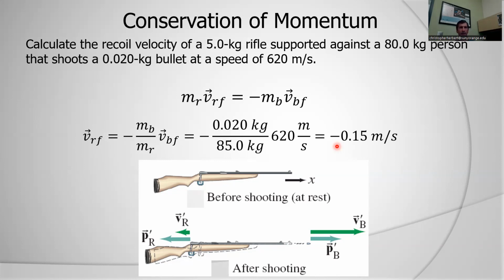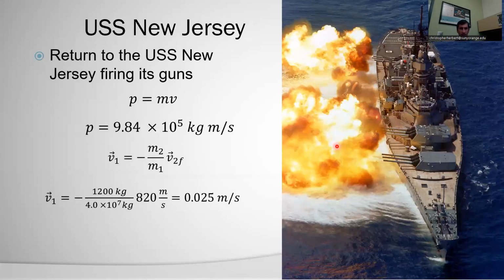Let's go back to something we did before. We looked at the USS New Jersey firing one of its main guns, and we saw that the velocity of the projectile was such that it gave it nearly 1,000,000 kilogram meters per second of momentum. Talking about the shell that's being fired. What would that do to the battleship itself? Well, the battleship itself, these turrets can actually recoil.